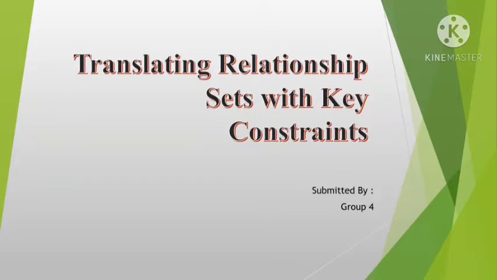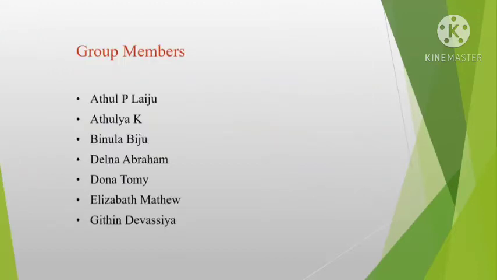Today we are going to discuss translating relationship set with key constraints. This is being submitted by Group 4. The members of Group 4 are Adul, Atulya, Binula, Delna, Donna, Elizabeth and Githin.